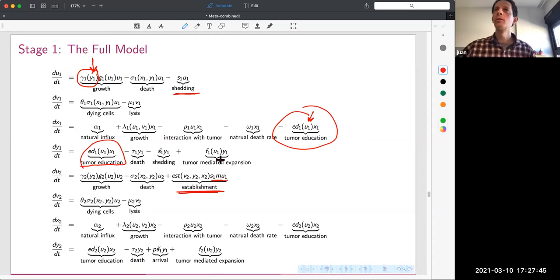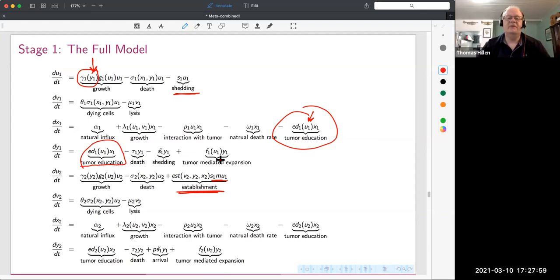There's another question in the same line in the chat. Essentially, they are asking if the models are generic or if you have to tune them specifically for the different types of tumor. They're actually very generic. The results which I showed are very typical for a wide range of parameter values.